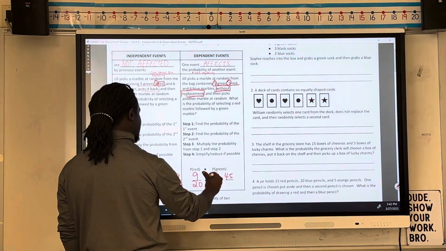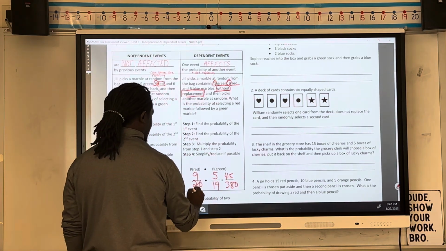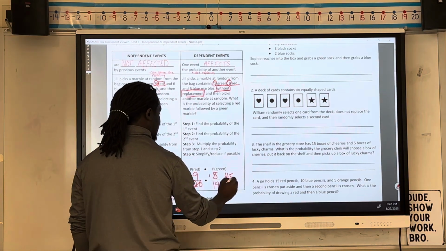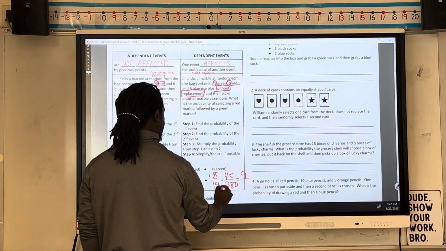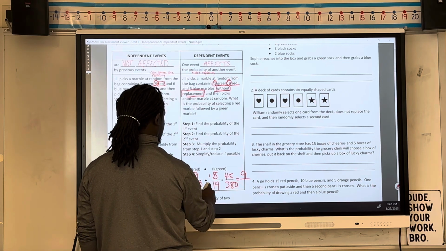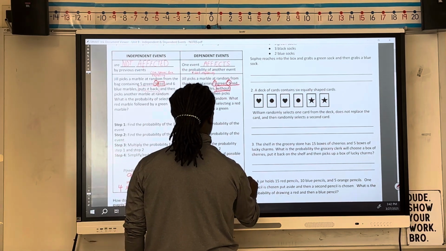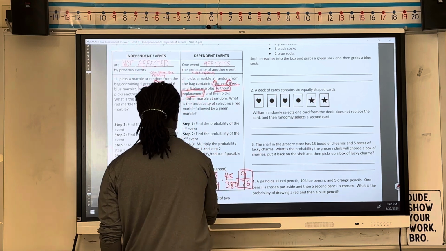20 times 19 is going to give me 380. Okay, and then I can simplify that. And I'm simplifying this. 4 times 9 is 36, so it'll be 76. Okay, all right. And so that is my simplified answer.